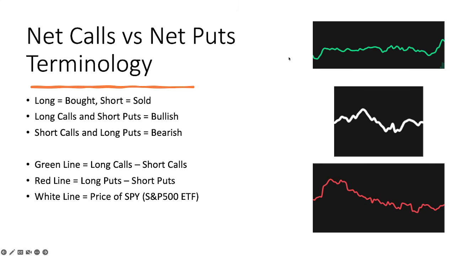So when we see the green line in market net flow, it's going to be the difference between long calls and short calls, so the difference between bought calls and sold calls. And when we look at the red line, it's essentially going to be the difference between bought puts and sold puts, aka long puts and short puts. And then lastly, on market net flow, we have this white line, and that's just the price of SPY, which is the S&P 500 ETF.